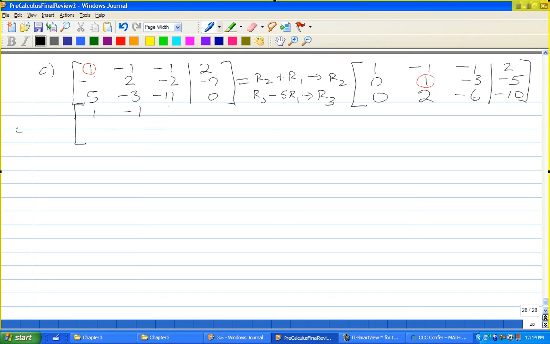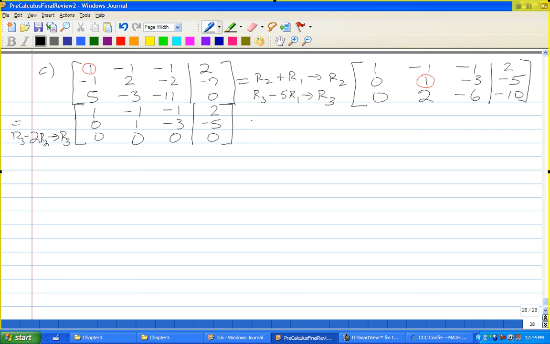So 1, negative 1, negative 1, 2, 0, 1, negative 3, negative 5. Row 3 minus 2 row 2 gives me a new row 3. Zero minus 0, 0. 2 minus 2, 0. 6 minus 6, 0. 10 minus 10, 0.